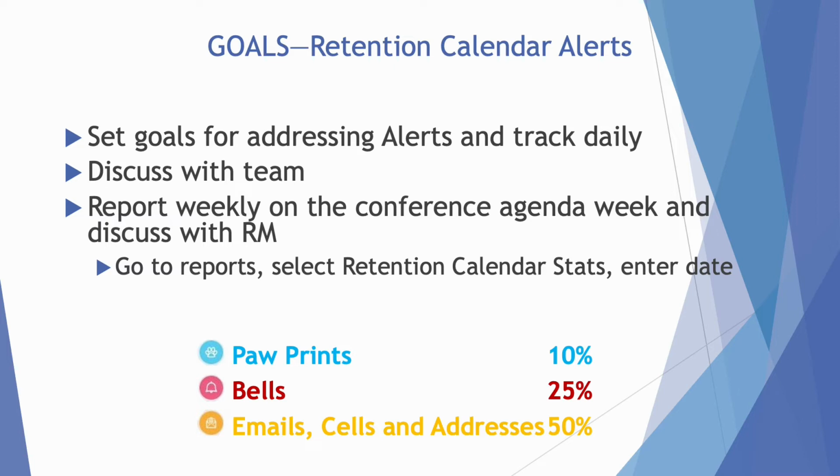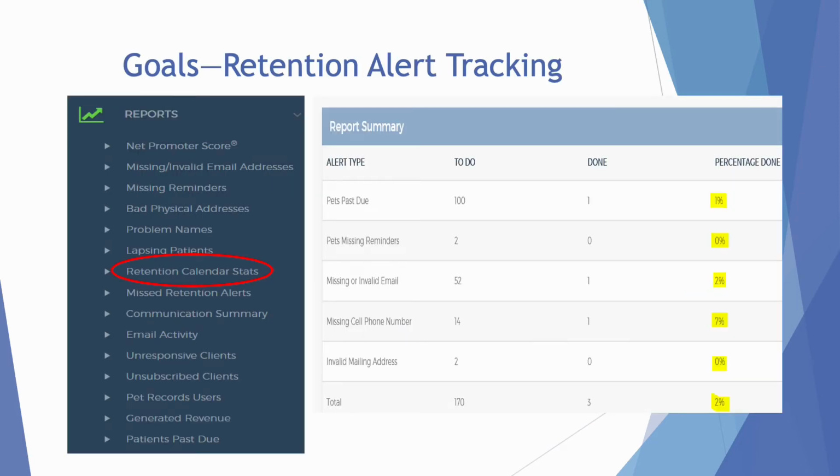Now, email and cell addresses, that's the absolute easiest thing to get. That's just data and information that you can get from your clients. So we expect that to be at least 50%. You can look and see by the percentage done that we're nowhere near what those goals should be.